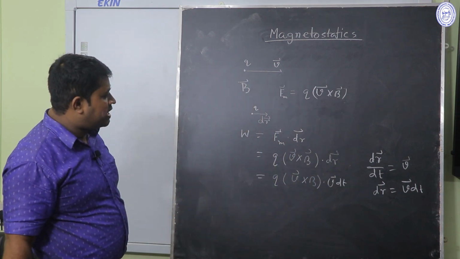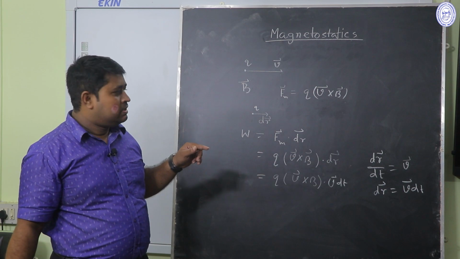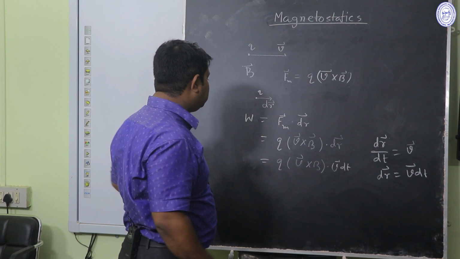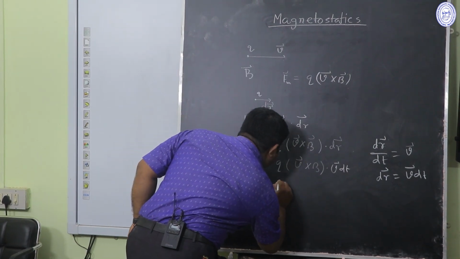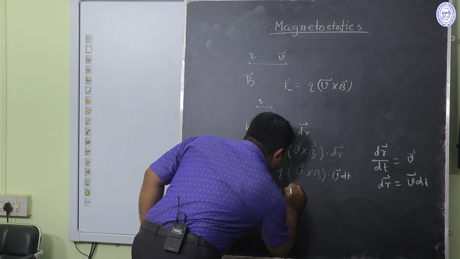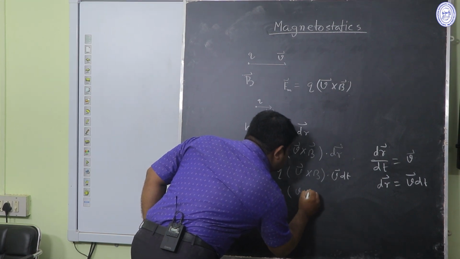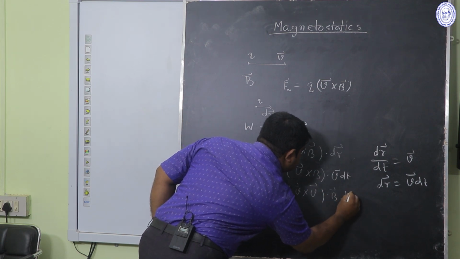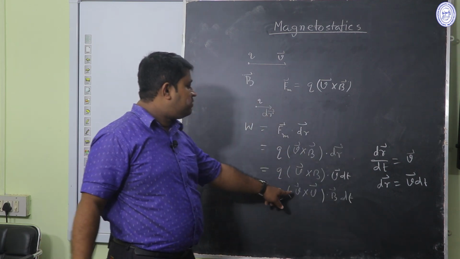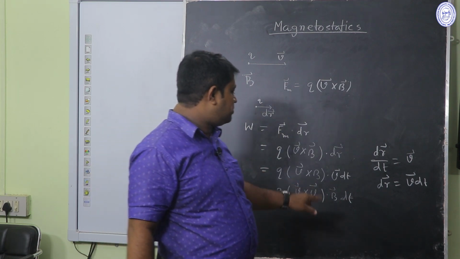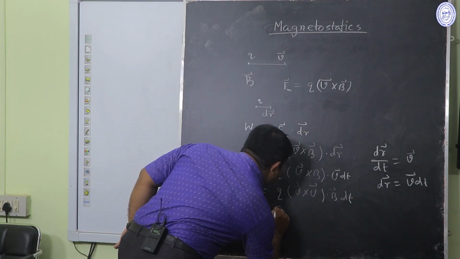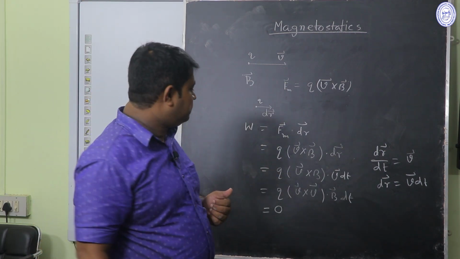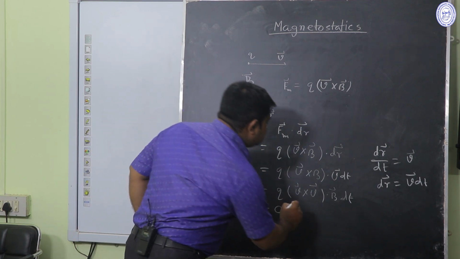Now, using the vector identity A dot B cross C is equal to B dot C cross A is equal to C dot A cross B, we can write the work done as q v cross v dot B into dt. So, v cross v, the cross product of the same vector, is equal to 0. This implies that the magnetic force does not do any work. Suppose this is equation number 1.